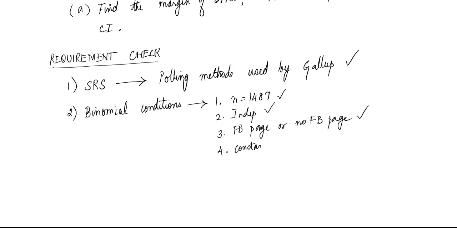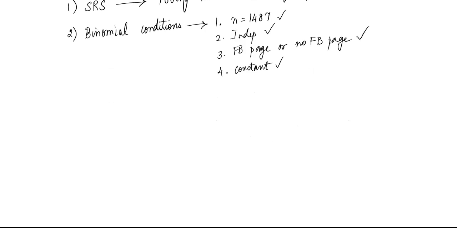So I'll just say constant. It's not like, once you create a page, you have that page. The probability of having a page is fixed. It's not fluctuating. It's not changing. It's not subjective. So you are able to keep it fixed there for a certain period of time. So binomial conditions, all four satisfied.